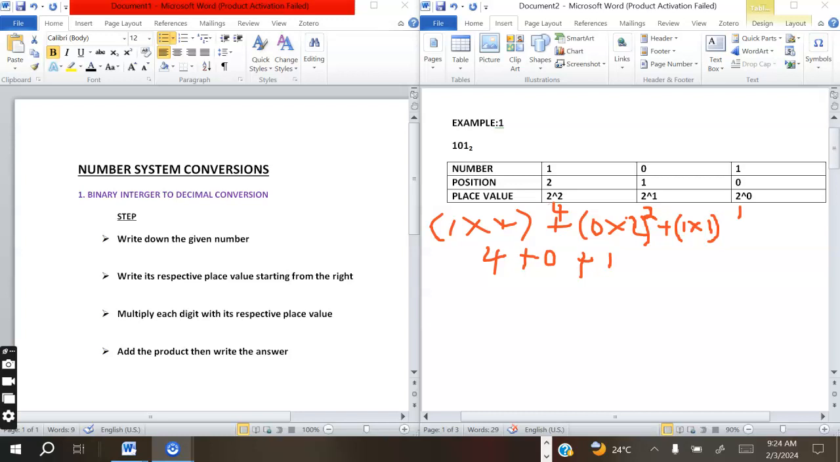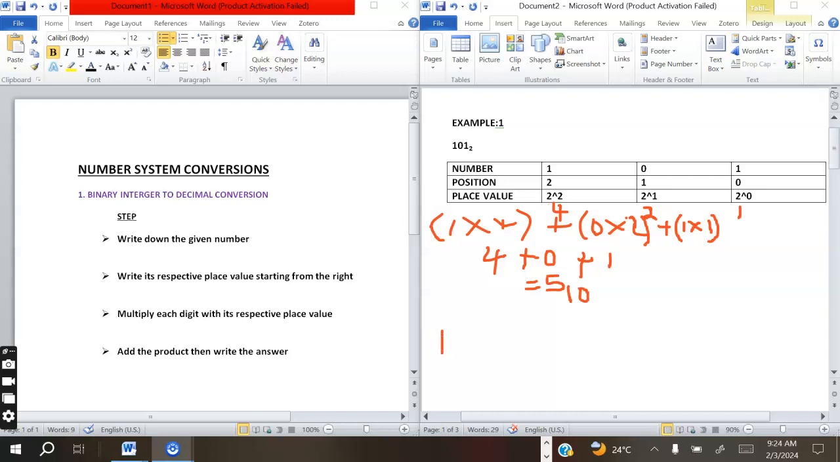Therefore, 4 plus 0 plus 1 is giving us 5. So when you convert 101 base 2 to a decimal number, it's supposed to give us 5. Whenever you are writing the final answer, you need to give the base of that number. This is a decimal number, therefore it's supposed to have base 10.